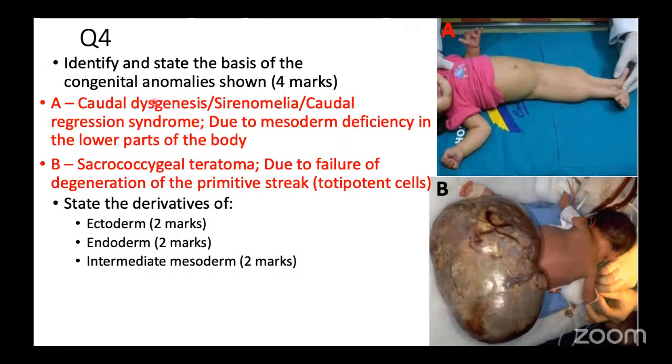So again, A, caudal dysgenesis or sirenomelia due to mesoderm deficiency in the lower part of the body. And then B is a teratoma due to failure of degeneration of part of the primitive streak. And so you have totipotent cells that are able to differentiate into many different types of tissues. It can also occur higher up. So you can also have oropharyngeal teratoma, but usually sacrococcygeal is the most common one. Okay.